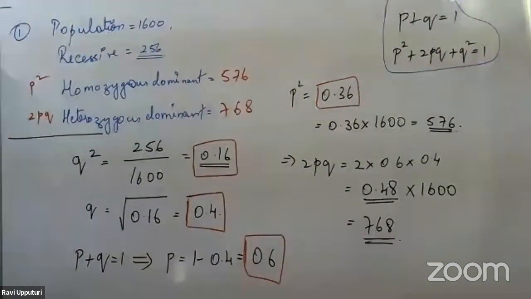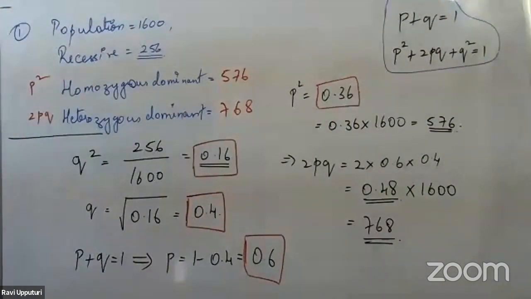What they have given in the question is the size of the population, which is 1600, right? And they have given us the data with regards to the recessive individuals in the population, which is 256. Now from this data, they told us to find out how many are homozygous dominant and how many are heterozygous dominant individuals.